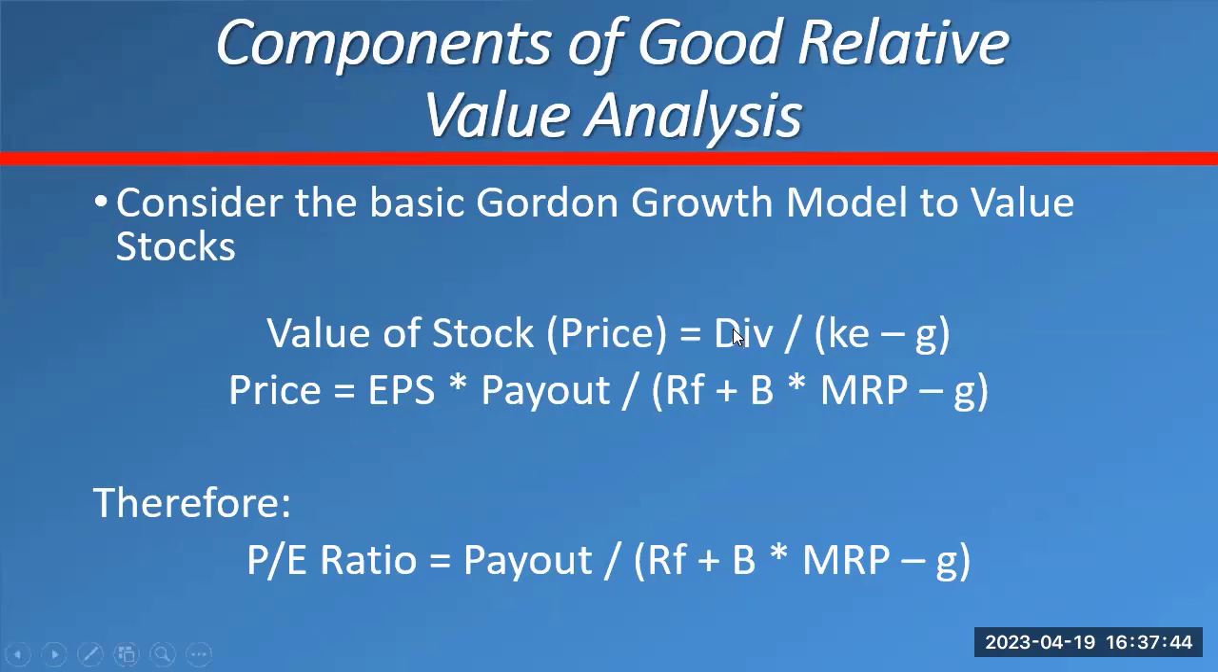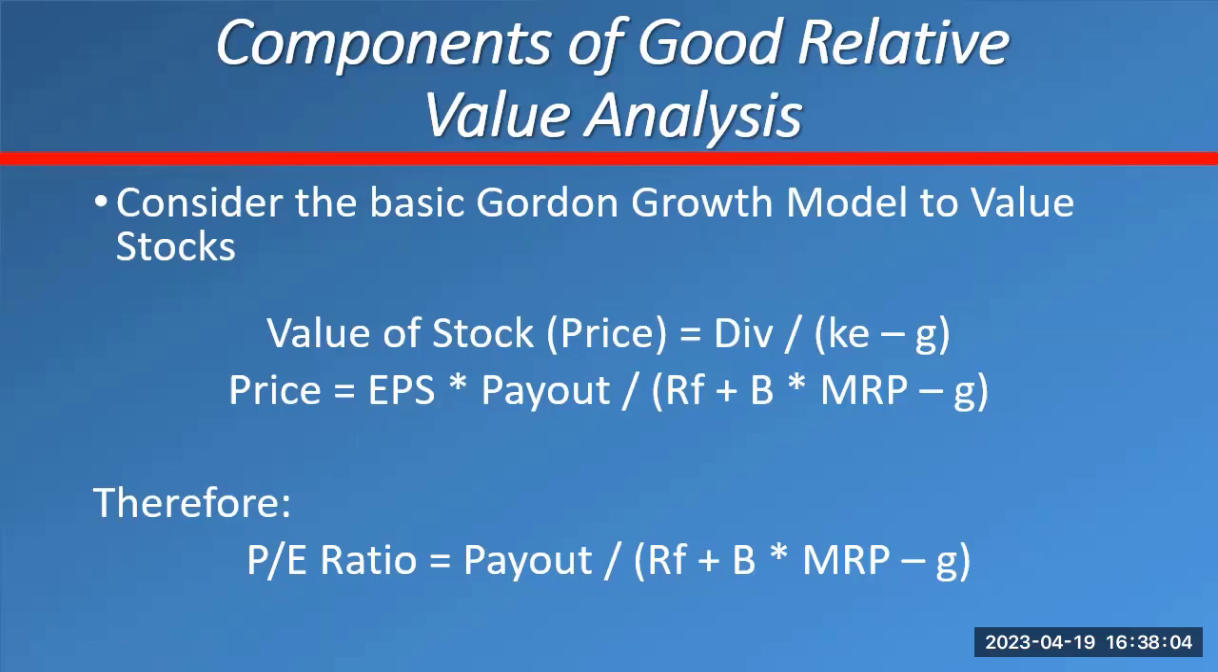Well, what is a dividend? A dividend is the earnings times the payout ratio. Do I agree with that? What if we divide both sides by earnings? What do we get? Oh, we get a PE ratio. What is a PE ratio? There it is right there.